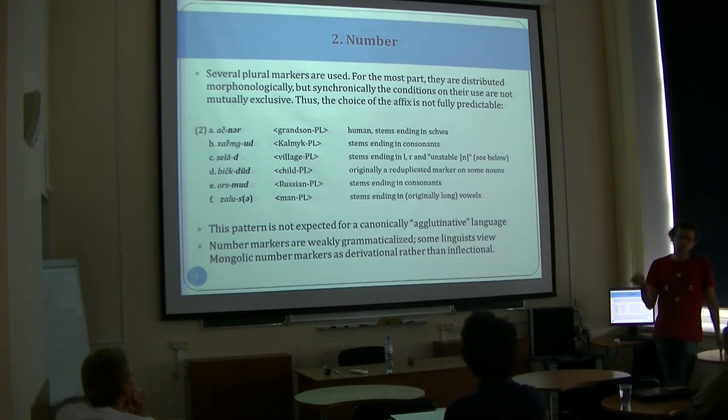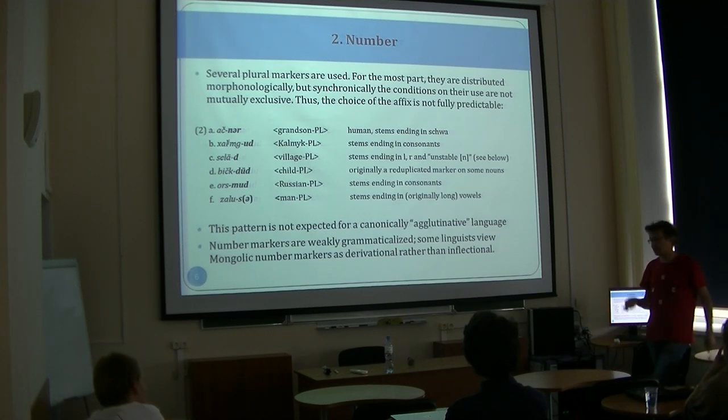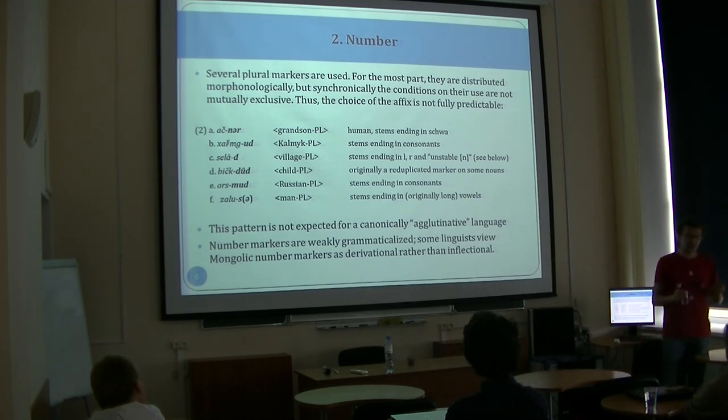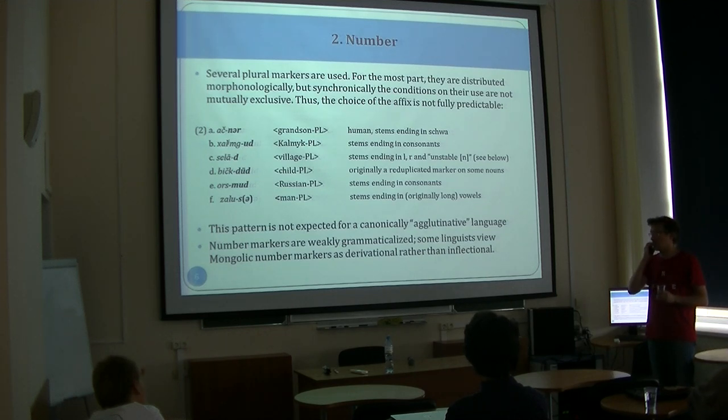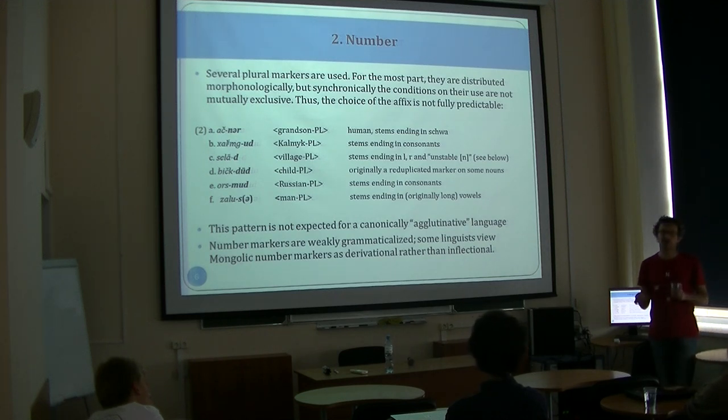Number markers, to conclude, are weakly grammaticalized, and some linguists even view Mongolic number markers as derivational rather than inflectional. So at least there is a possibility to say that it's not a grammatical category per se, but something different. I think it's somewhere in between. So in fact, we have some syntactic manifestations of grammatical marking of number, such as occasional agreement, not very frequently, but I think it's on its way into a regular grammatical category, although maybe relatively recent.